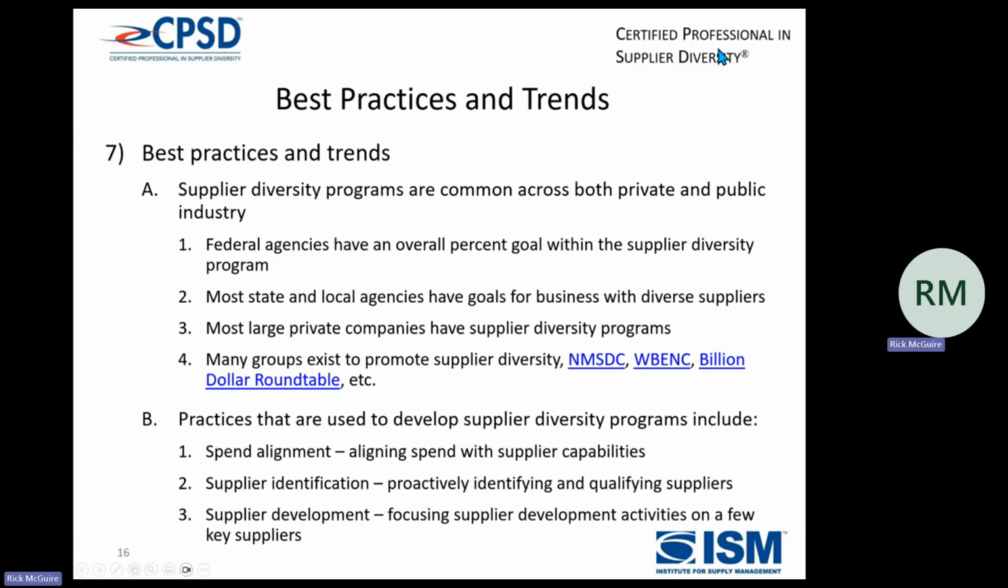Best practices and trends. Supplier diversity programs are common across both private and public industry. Federal agencies have an overall percent goal within the supplier diversity program. Most state and local agencies have goals for business with diverse suppliers, and most large private companies have supplier diversity programs, especially if they're consumer products or service companies. Many groups exist to promote supplier diversity. We covered some of these before. The $1 Billion Roundtable is a new one.